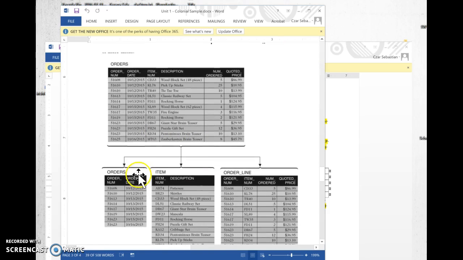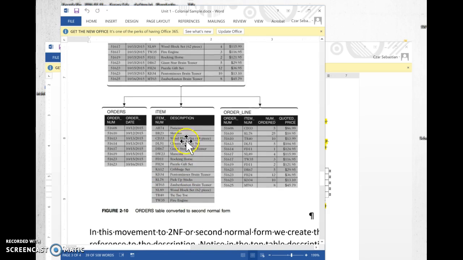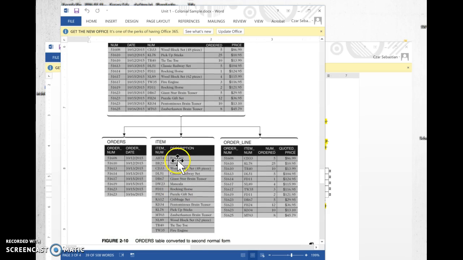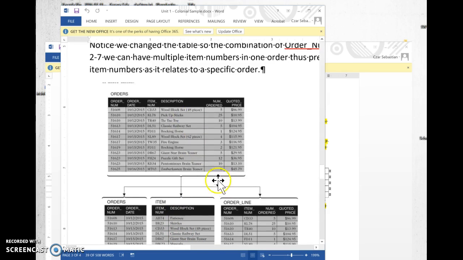So the way I do that is I might have an order number and an order date, and an item number and a description. Notice my item number right here and my description is right here, but I only have one instance of that description. So if I was going to go in and update that description later on, I wouldn't have to change all the possible times. So for instance, this says giant star brain teaser.